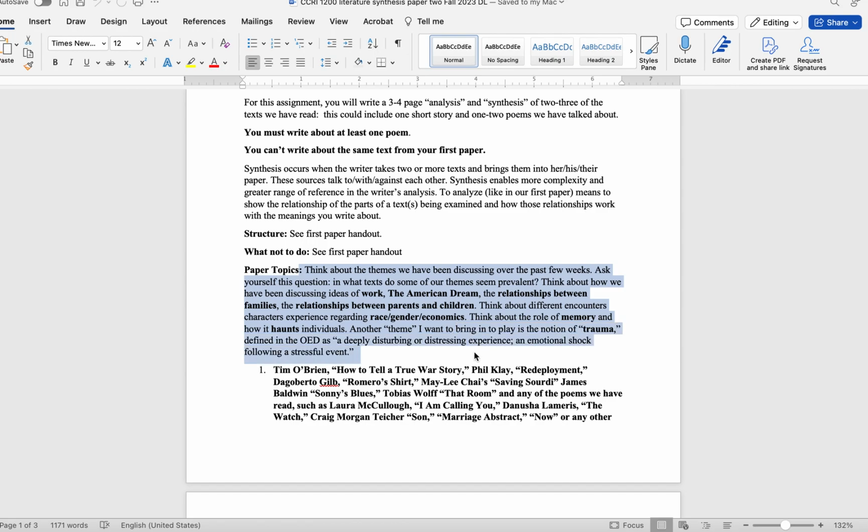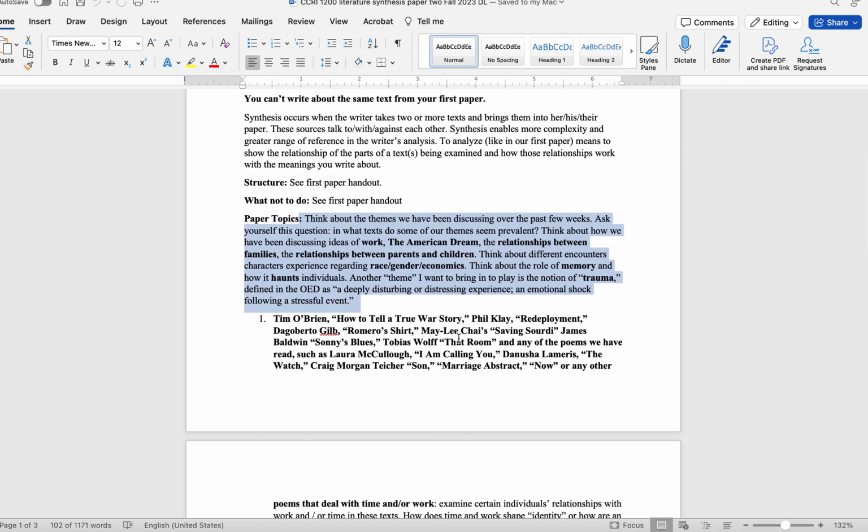So the paper topics: think about the themes we have been discussing over the past few weeks. Ask yourself this question: in what text do some of our themes seem prevalent? Think about how we have been discussing ideas of work, the American dream, the relationships between families, the relationships between parents and children. Think about different encounters characters experience regarding race, gender, economics. Think about the role of memory and how it haunts individuals.